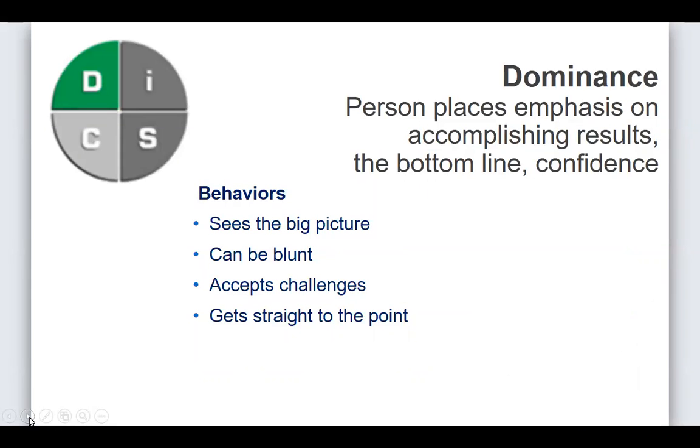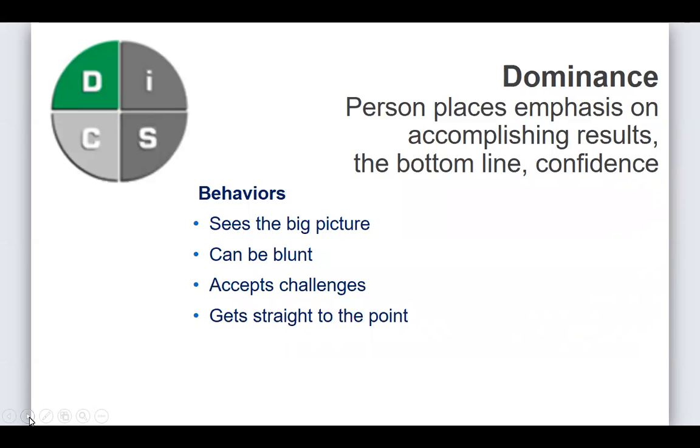The D stands for dominance. This person really emphasizes results, the bottom line, confidence. Very direct. They're an outgoing, task-oriented person. They're focused on getting things done. How can I get tasks completed? They want to get to the bottom line as quickly as possible. They want to make it happen. You can see, they see the big picture. They might be blunt, direct, straight to the point.